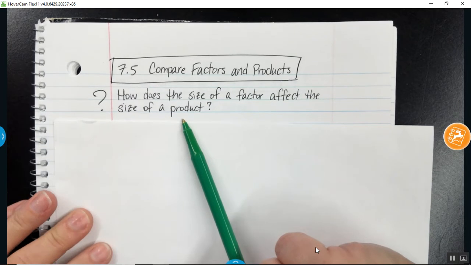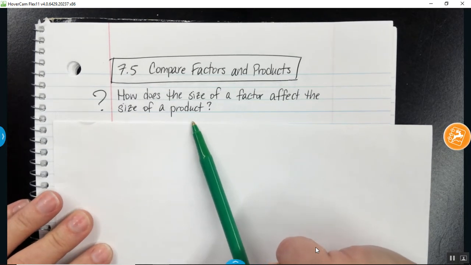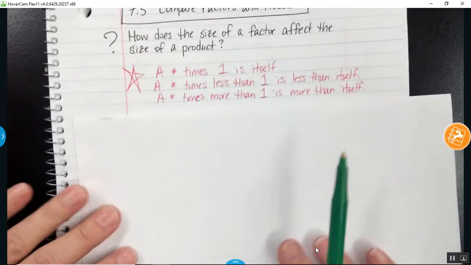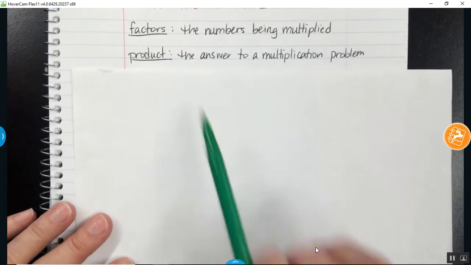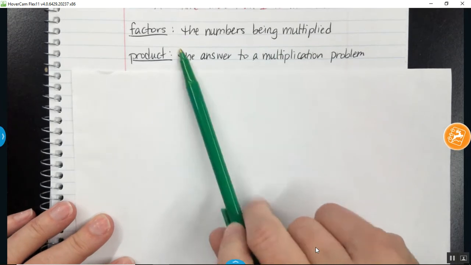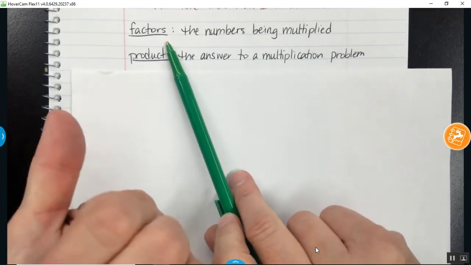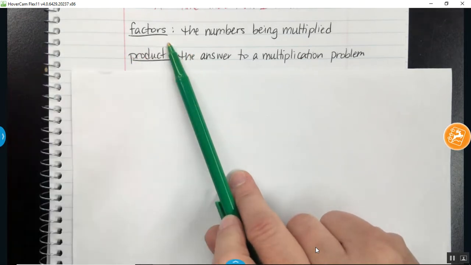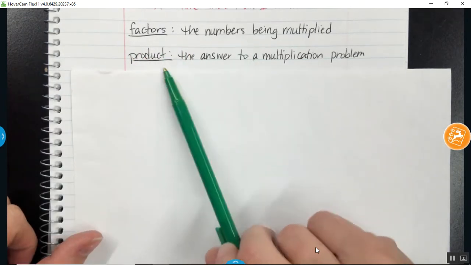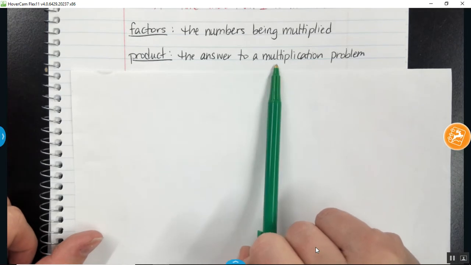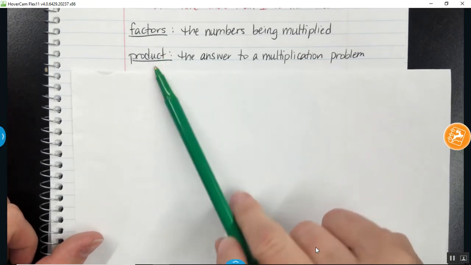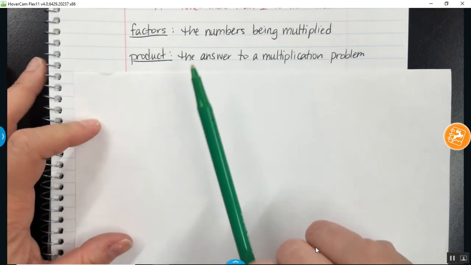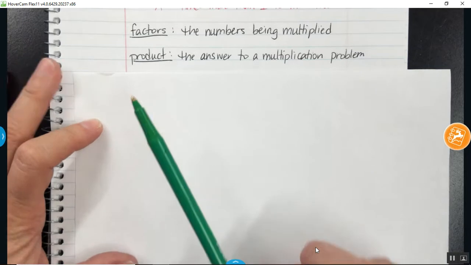And right now you might be thinking, well, if only I knew what a factor and a product were, Ms. Foster. Well, the thing is, you should already know, okay? A factor is the number being multiplied, right? So you have at least two factors because you have a number and another number you're multiplying. So maybe you have two, maybe you have three factors. But the factors are the numbers that are being multiplied, and the product is the answer to a multiplication problem, okay? You need to speak this language. This is crucial. Otherwise, math will always be confusing for you if you don't learn the language.